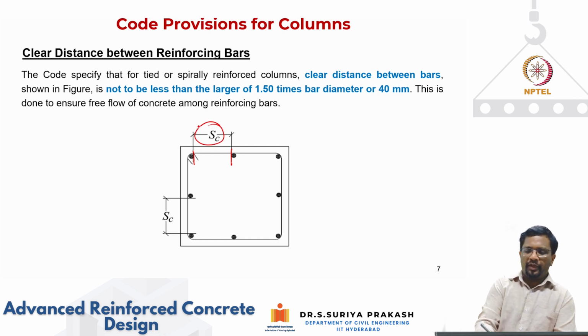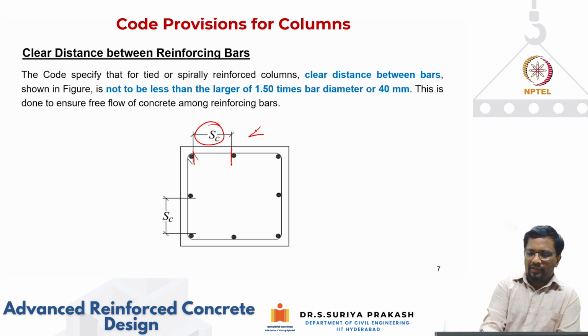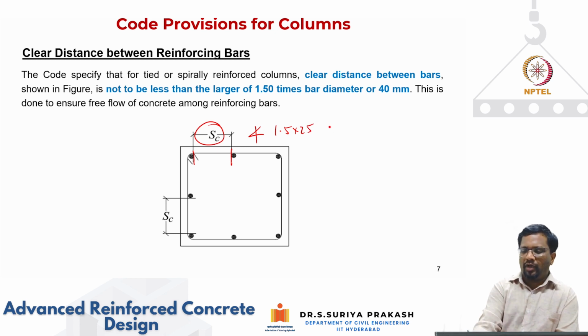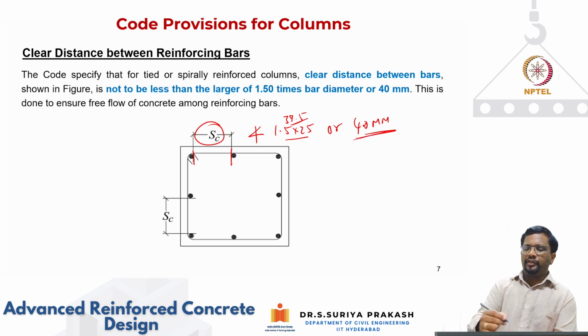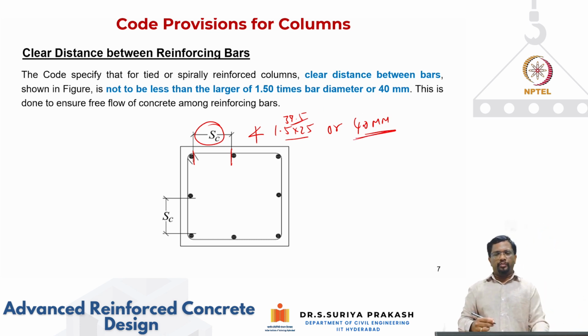cannot be less than 1.5 times the bar diameter or 40 mm, whichever is larger. Let's say I'm using 25 mm bar, so 1.5 times 25 is 37.5, or 40 mm. So I need to make sure that at least the spacing between the longitudinal bars should be 40 mm.